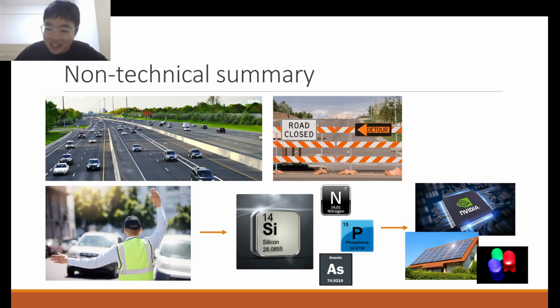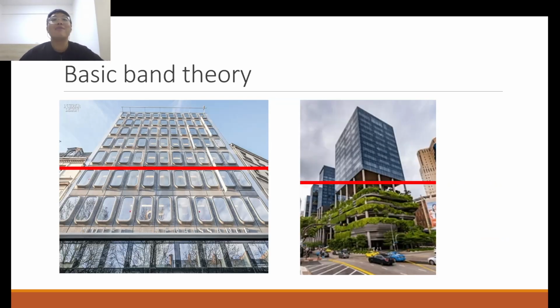Let's go into the more technical content. Alright, so let me first cover what is basic band theory. So consider, let's say, a material is like a building, and the electrons are like people that fill up each room in the building. So let's say it's like a hotel, so one person per room, right? One electron per energy level in the material.